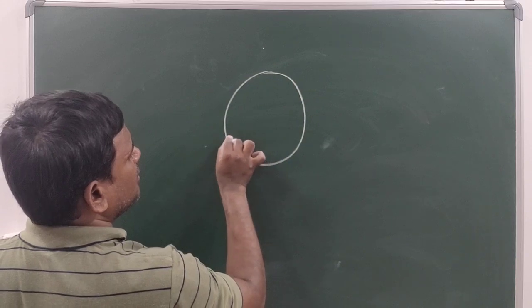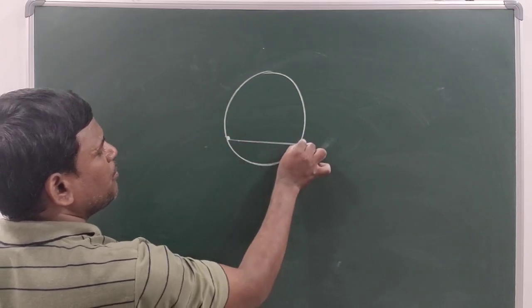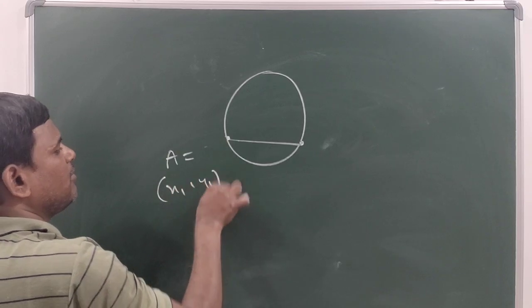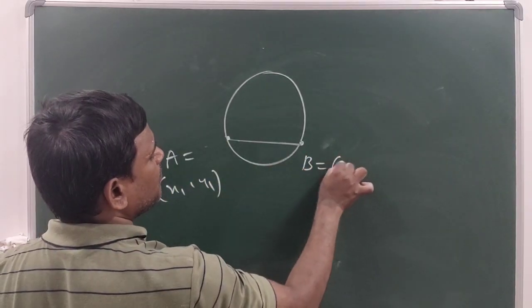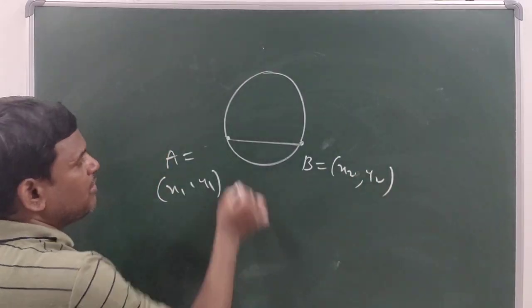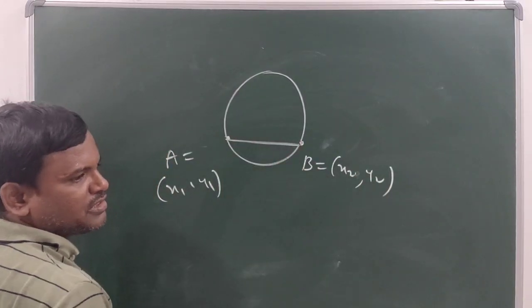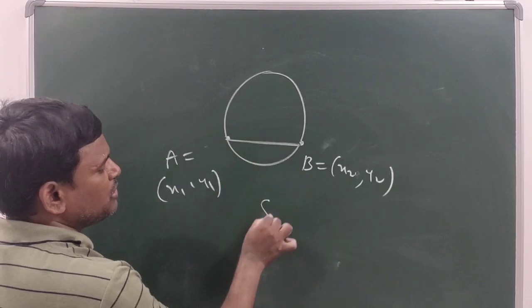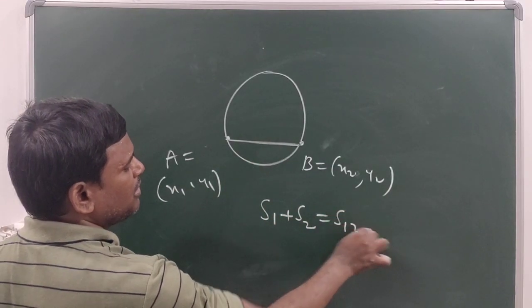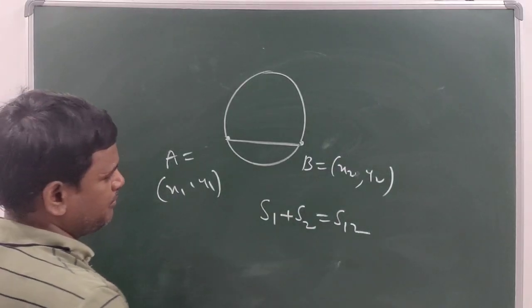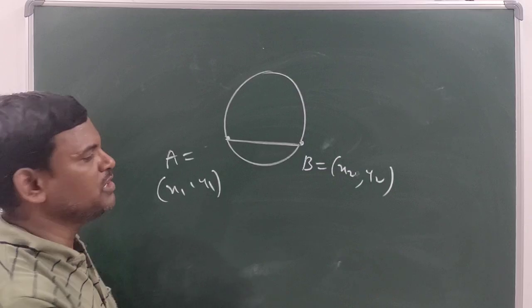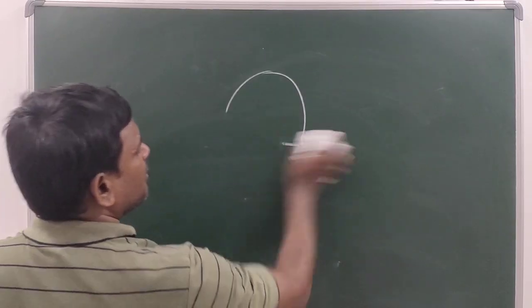Okay? Right. So sometimes, see, this is a chord. The chord's extreme points will be given to you: x1, y1 is one point and x2, y2 is one point. And they will ask you to find this chord equation. So you people have to use this formula to find this chord equation: S1 plus S2 is equal to S12. Otherwise, you know the 2 points on this chord, so apply the two-point form of a line equation.